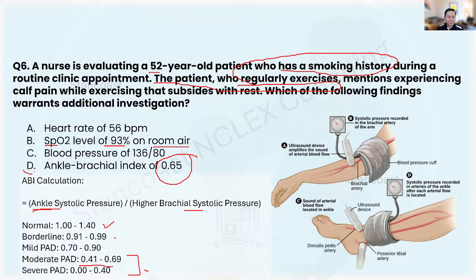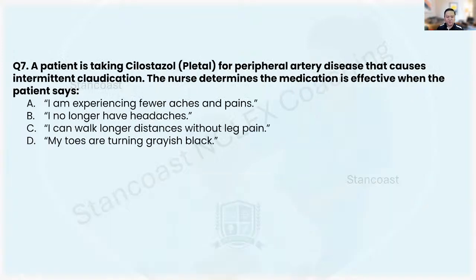So again, guys, this is going to cause some more concern in your patient. ABI of 0.65, that is very significant. Okay, all right. Let's move on to the next question.